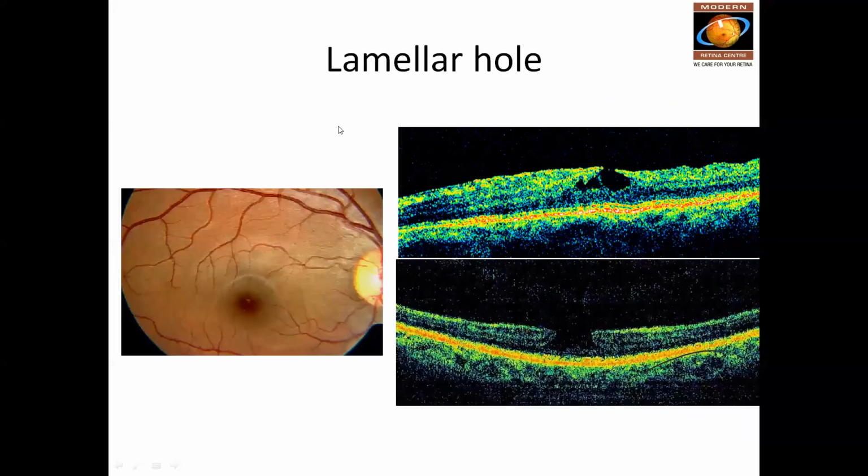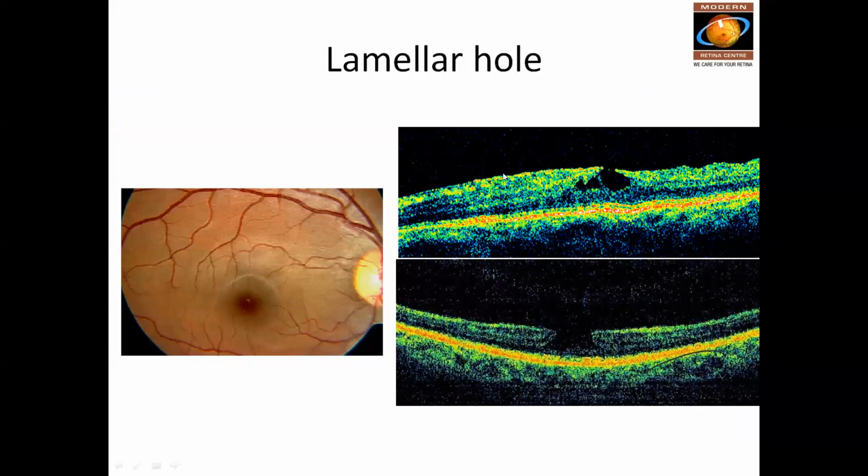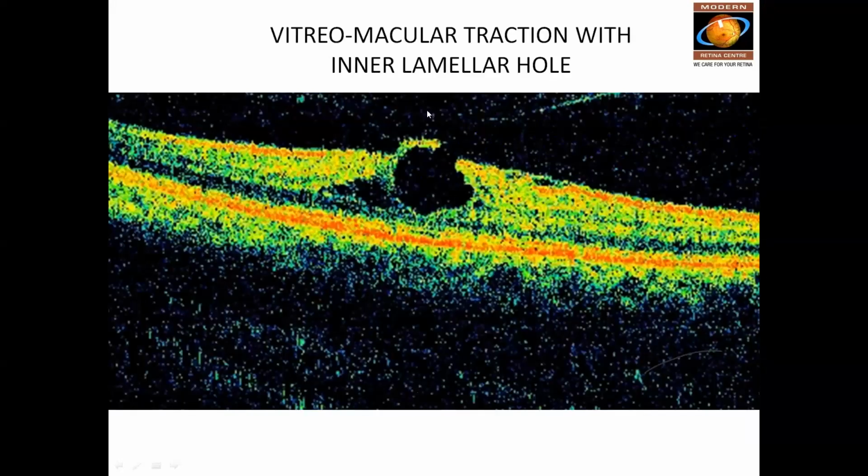Then other subsets: one is lamellar hole. Lamellar hole occurs especially when there is an epiretinal membrane. Sometimes this membrane causes edema of the central fovea, and those cysts coalesce together to form a large cyst, forming a lamellar hole. Sometimes there can be a vitreomacular traction causing a lamellar hole, which can progress to a full thickness macular hole.